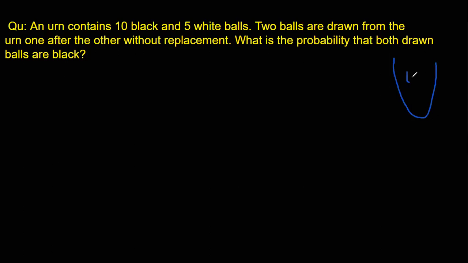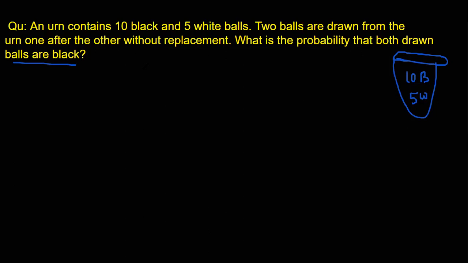Say this is an urn. It contains 10 black balls and 5 white balls. All right, so this is a beautiful urn. Now, two balls are drawn from the urn, one after another, without replacement. What is the probability that both balls are black?